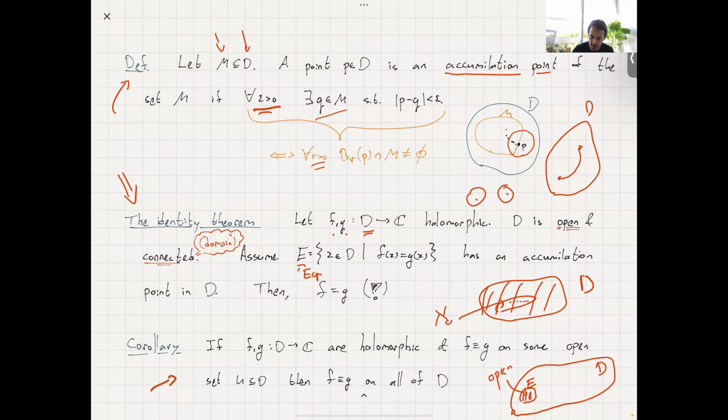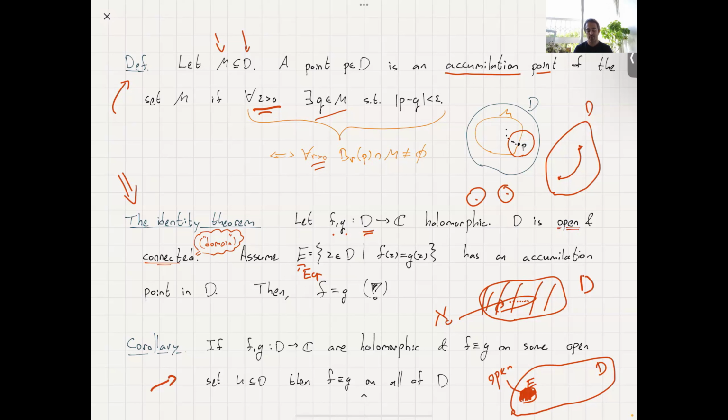Doesn't have to be connected, by the way, just D has to be connected. So if E is an open set, and you know that F and G agree on this small open set that you understand better, then you immediately get that they must agree just by being holomorphic on the entire set D. Okay?